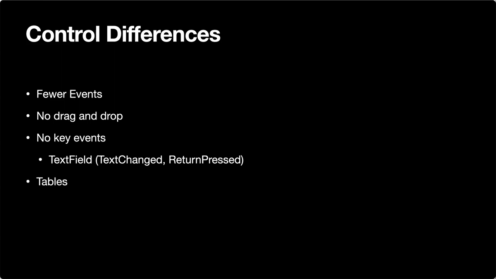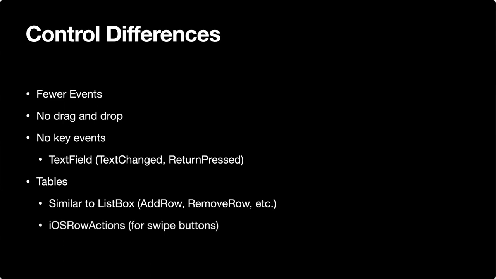Instead of list boxes, you have tables, but tables are very similar to list boxes. They have add row, remove row, things like that. You can think of them as basically a single column list box. But they also have another class called iOS row actions. Basically, you use this for swipe buttons. You've probably seen apps where you can swipe from, say, right to left, and then you get some buttons to delete a row, that kind of thing. Well, if you want that in your interface, you're going to want to look at the iOS row actions class and see how to set that up, because that's what takes care of that.